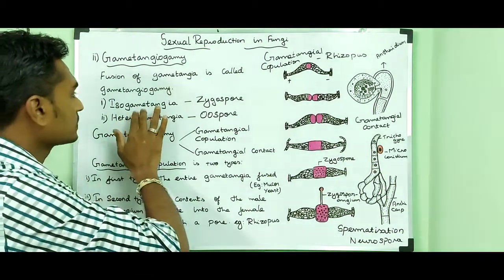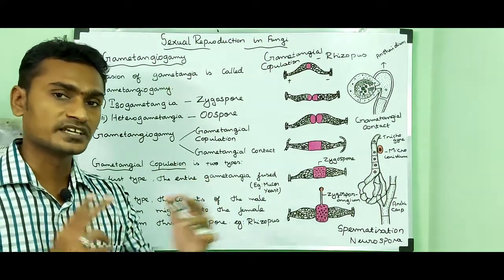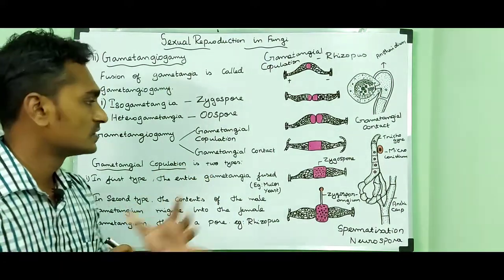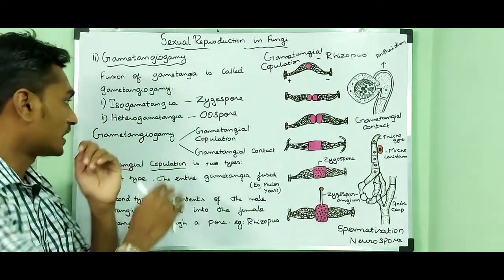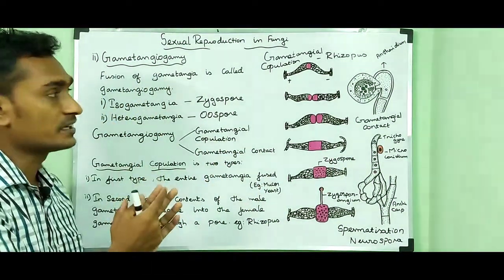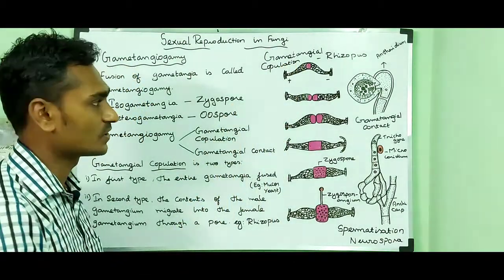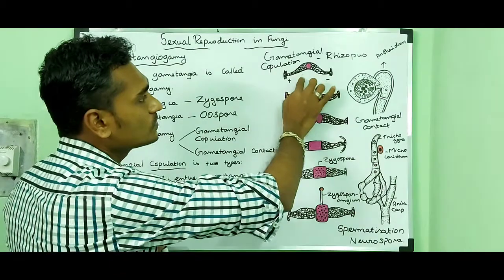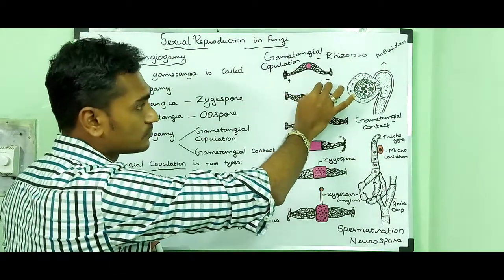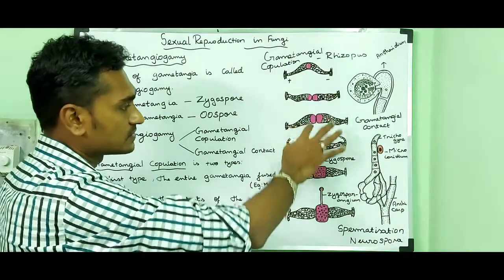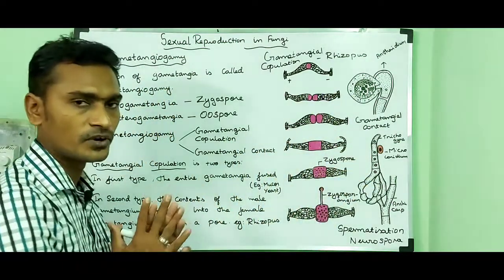So in isogametangia, fusion of two similar gametangia takes place, results in the formation of zygospore, and they are considered as zygote. For isogametangia, we can take gametangial copulation as an example. So here you can find two similar gametangia, and they are represented by plus and minus strain. As a result of that fusion, zygospore is formed.